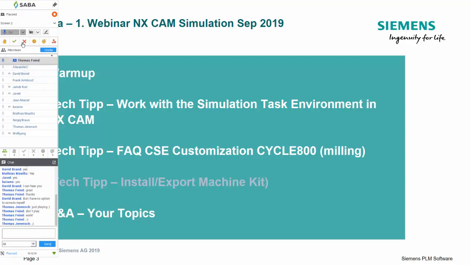Here with the Saba client, we have different options for how we can interact with each other. All participants are muted by default. I can explicitly set them to unmute, and there are two options here. You have this hand symbol, this checkmark symbol, and this cross symbol. If you would like to ask a question, raise your hand. I will see it here on the participants list, and then I can unmute you so that you can ask your question.